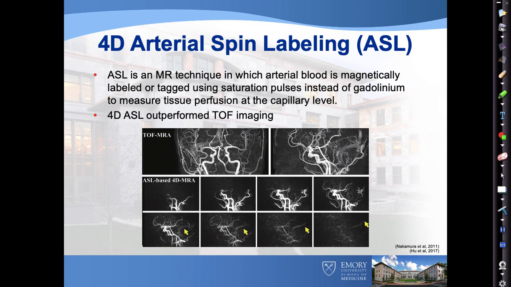The final alternative imaging technique used to eliminate or reduce the need for gadolinium-based contrast agents is 4D arterial spin labeling. Arterial spin labeling is an MR technique in which arterial blood is magnetically labeled or tagged using saturation pulses instead of gadolinium to measure tissue perfusion at the capillary level. Studies have shown that 4D ASL is outperforming time-of-flight imaging. As you can see here, we are starting to even visualize the vessels that branch out even further into the brain.